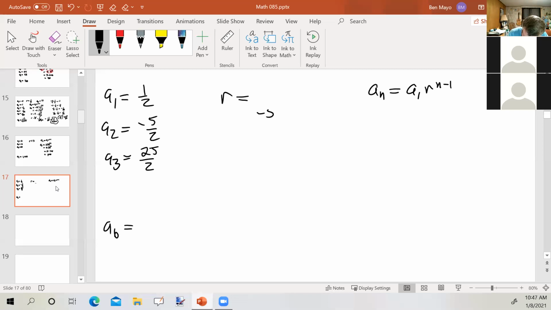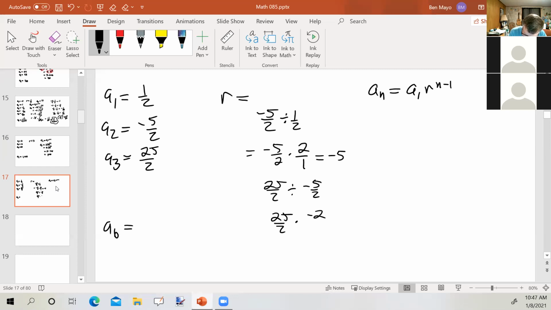Okay, so if we take -5/2 divided by 1/2, that is equal to -5/2 times, dividing by a fraction is like multiplying by its reciprocal, okay? So I'm getting -5. Well, just to make sure, let's take a₃ and divide it by a₂. Let's see if that gives us the same answer. That would be 25/2 times -2/5, which would give us -5. Okay, so r is -5. All right.